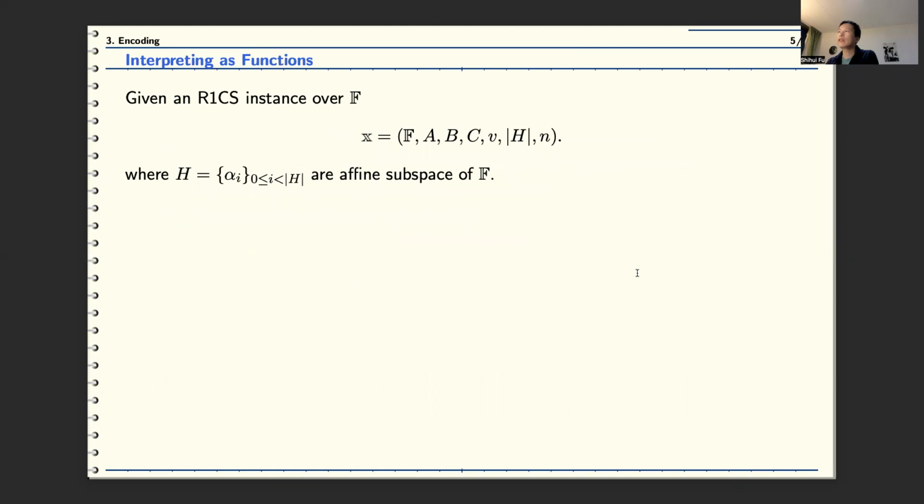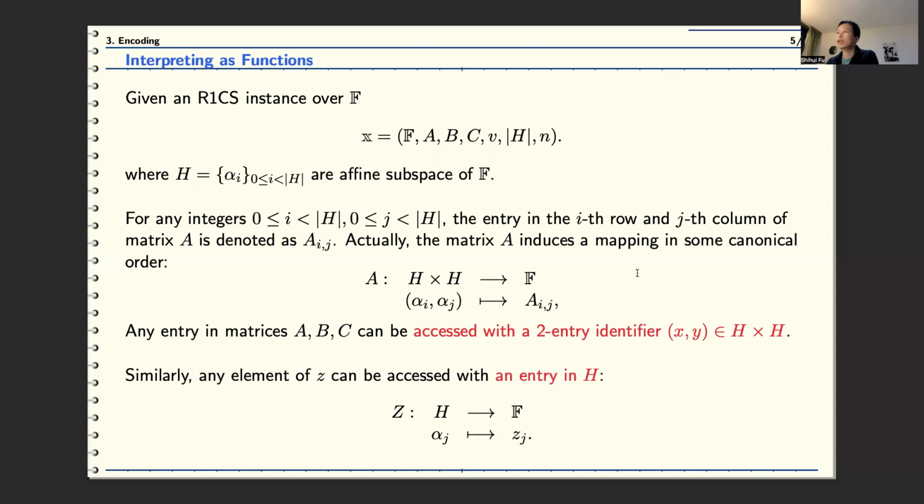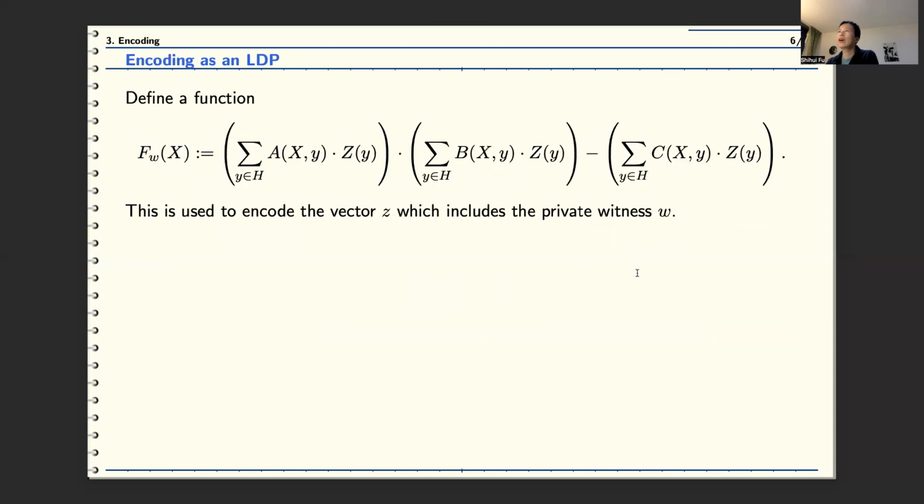Now, given our R1CS instance over the field F, we first choose a subspace H with size m. Then the matrix A actually induces a mapping in some canonical order. Meaning any entry in the matrix A can be accessed with two entry identifiers. Similarly, any element of Z can be accessed with an entry in H. Now we define a function f_wx equal to this. f_wx is used to encode the vector Z, which includes the private witness W.